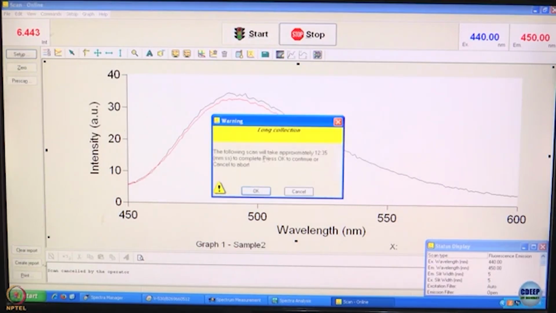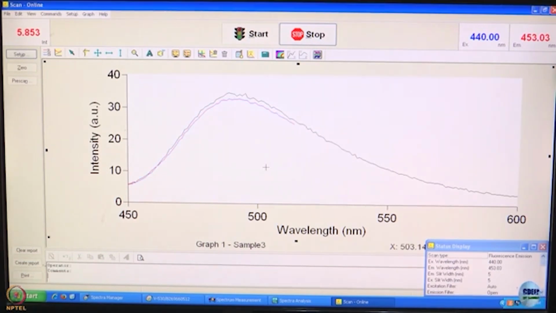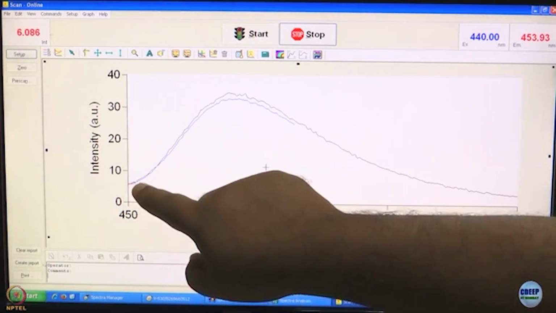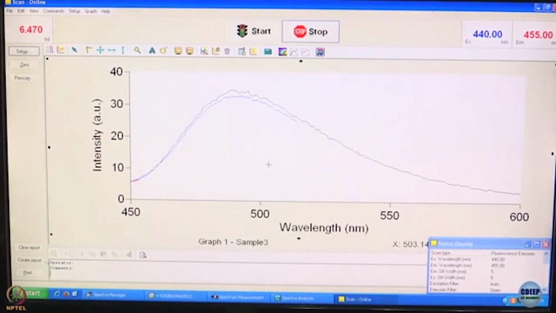It says that it is going to take 12.35 minutes to complete. Let us see whether investing this much time has any effect on the spectrum. Okay, we have started recording. You can see something creeping up here, but it is going to take some time. So, let us take a short break and come back and show you the spectrum when it has been recorded.